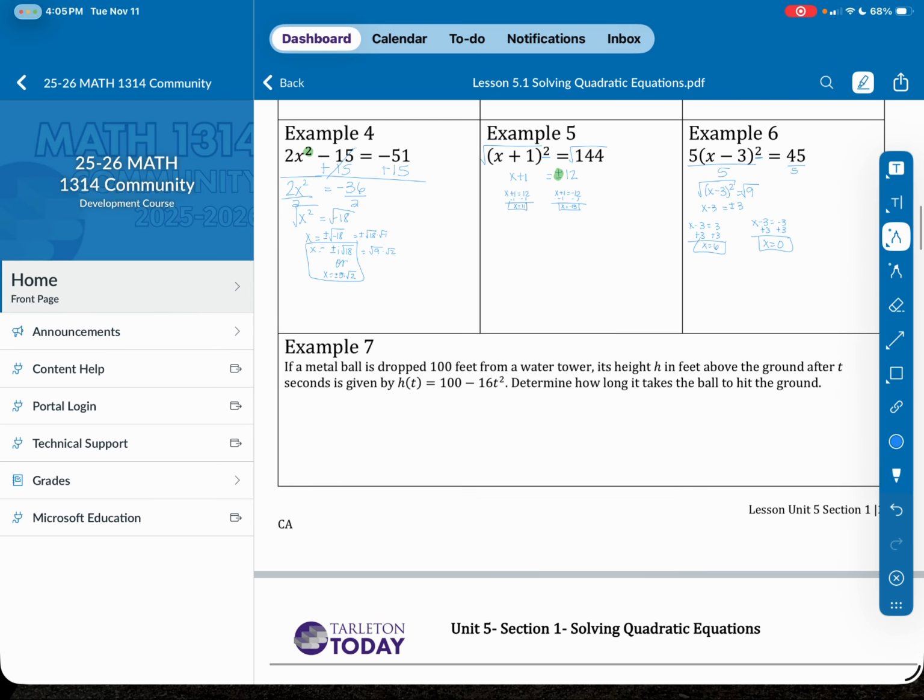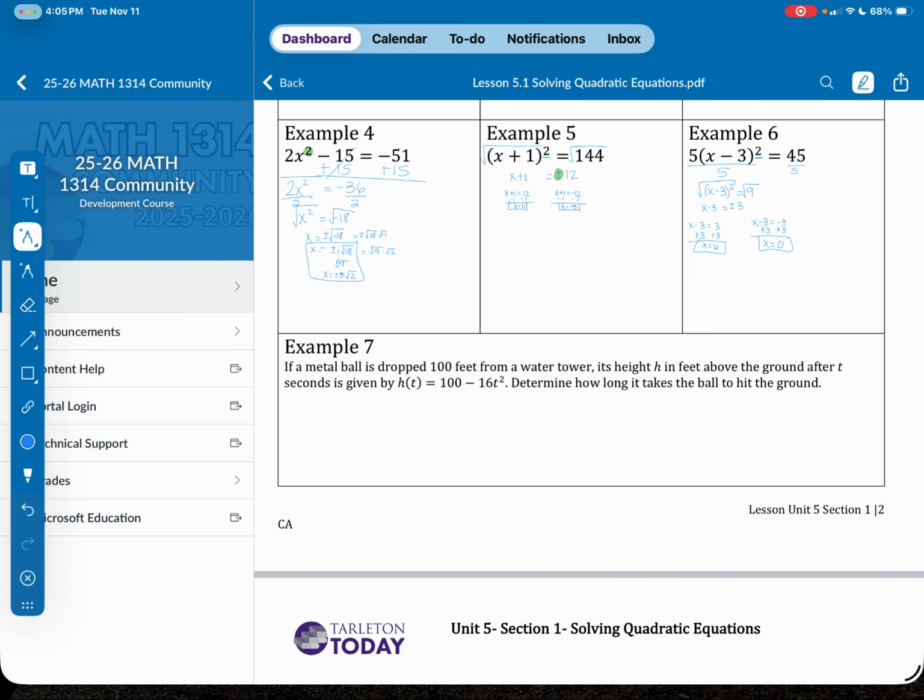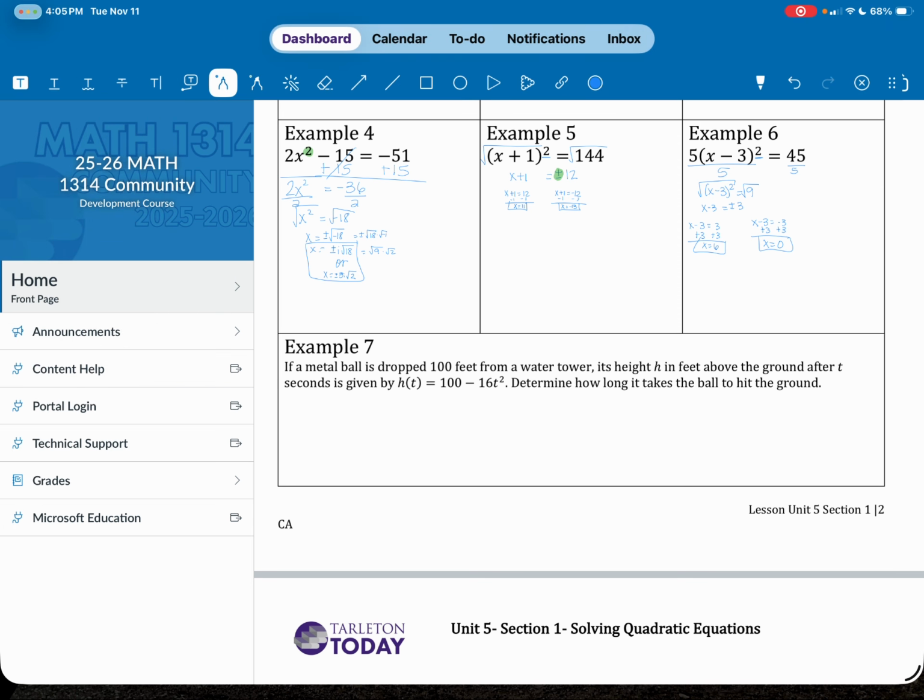All right, now example 7 is a word problem, and I say that because I know a lot of kids don't really like word problems. But it's not bad, okay? So it says if a metal ball is dropped 100 feet from a water tower, its height h in feet above the ground after t seconds is given by this equation. Determine how long it takes to hit the ground.